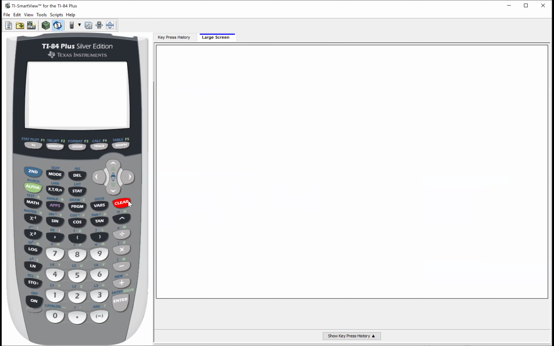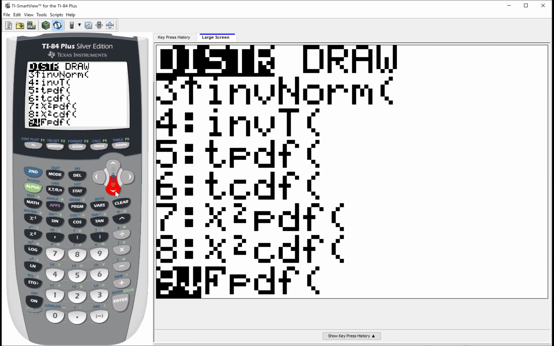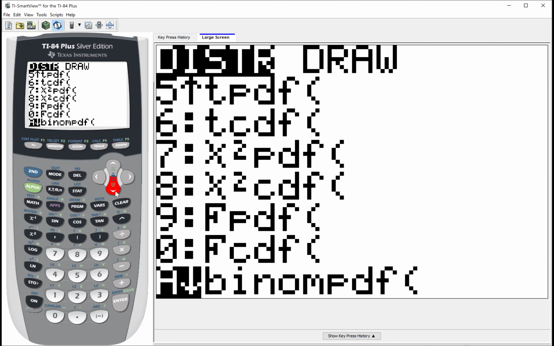So we have to go to distributions. Remember, I already have these steps highlighted in yellow in the Word document. So second, and then your distributions. It's the VARS key, and in blue above it you see distributions, and this is a binomial distribution. Since we're calculating exactly two successes, we're going to use binom PDF, which is option A. If you scroll down, it's option A, binom PDF.